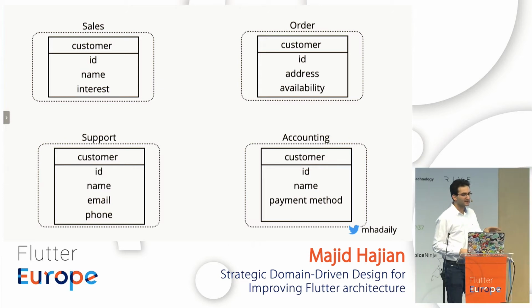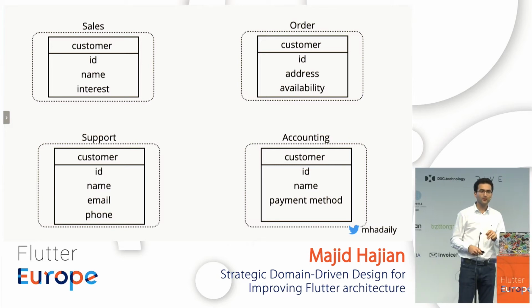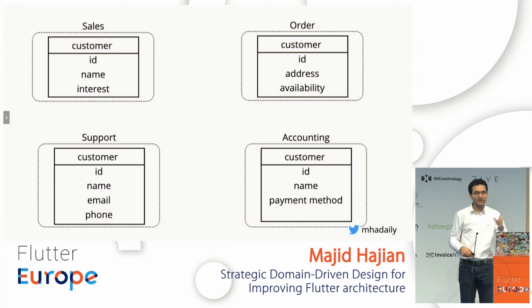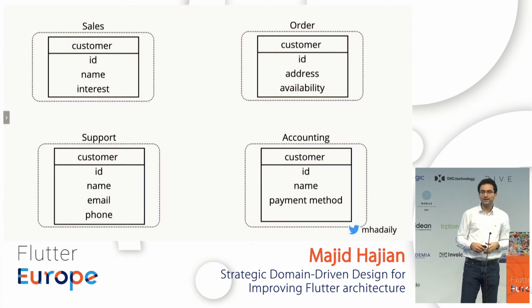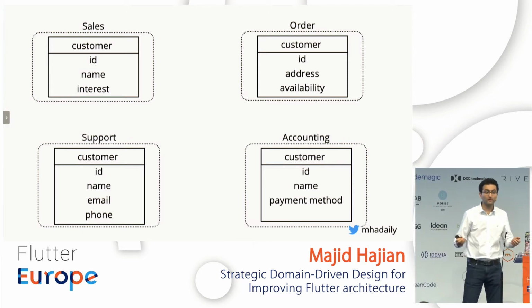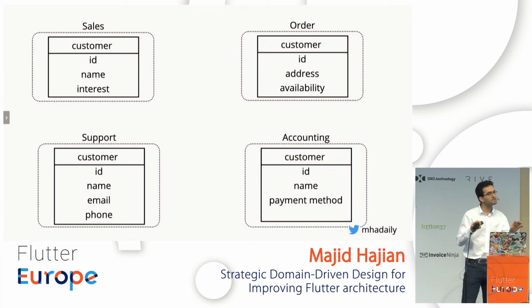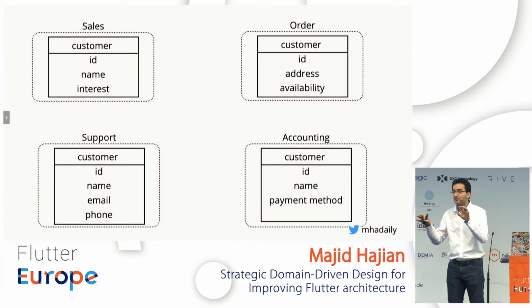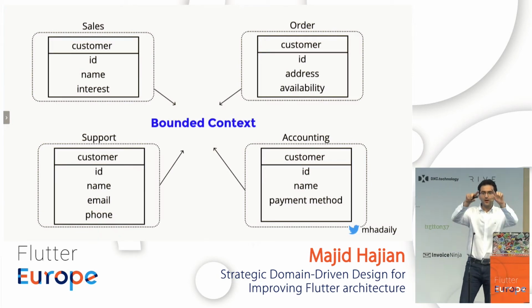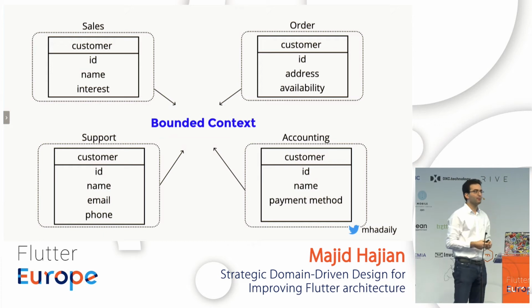In sales, you may end up having a customer with the same ID as in order, but in fact, sales is interested in the interest part of the customer, and order is interested in the availability of the customer. And customer has a lot of information, right? So you see, each subdomain has the same entity but different needs. So these subdomains are bounded. They are isolated. This is what in domain-driven design we call a bounded context.